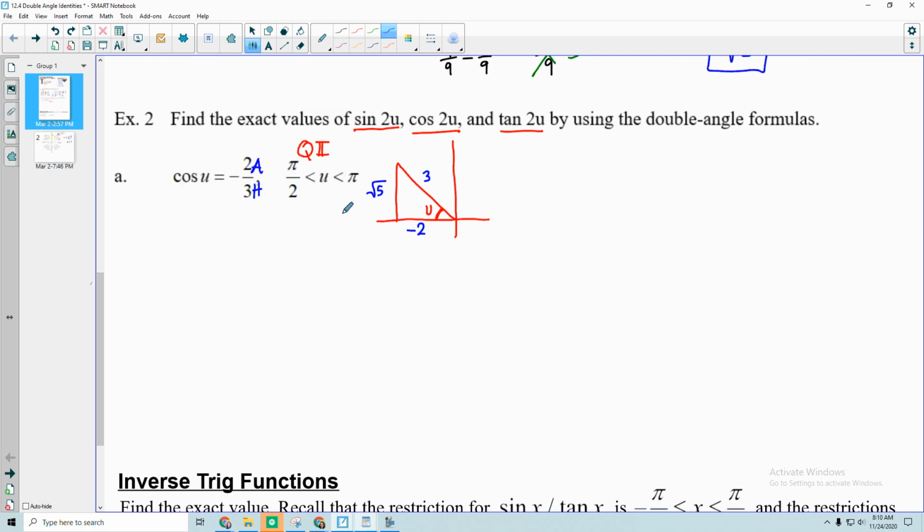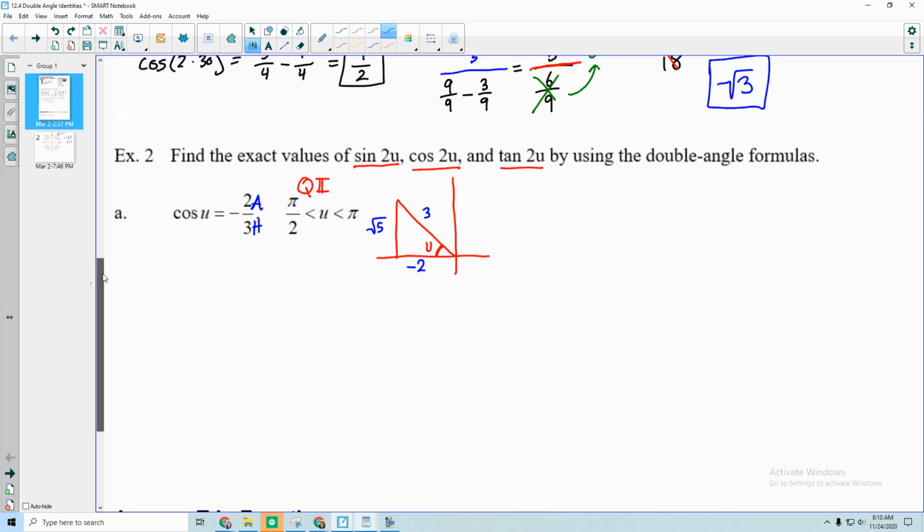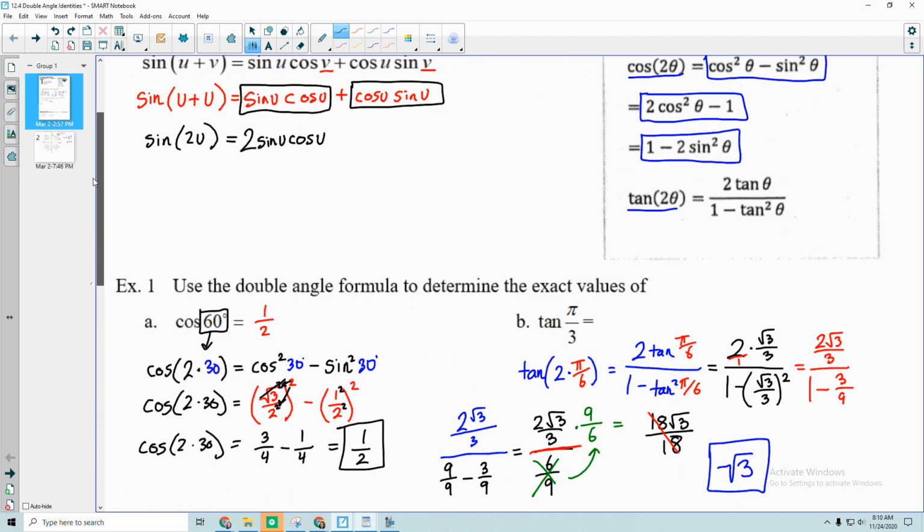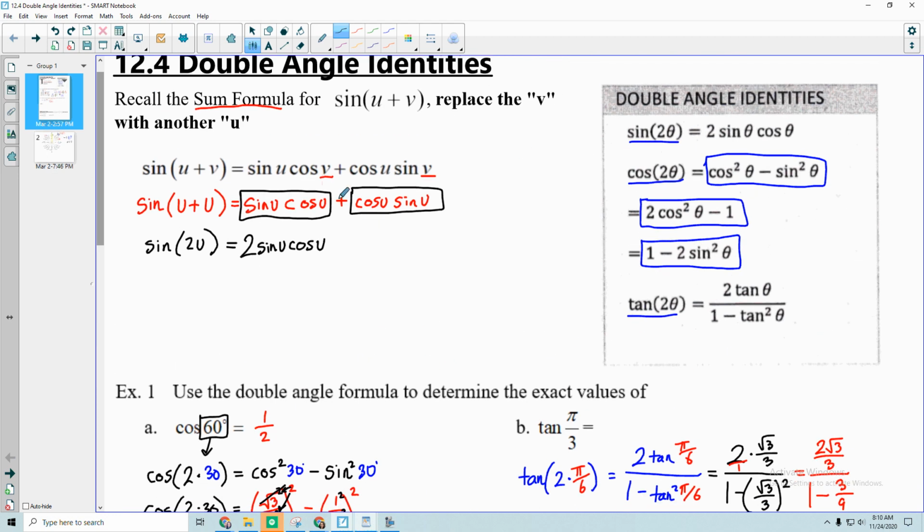All right, so I have this problem completely set up. I've dissected everything that they've told me about here. Now let's find the sine of 2u, double of what that angle is. So I'll go up to my identity. That's the identity I'm using.